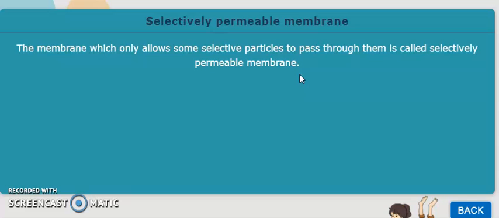ठीक है? Selective. Membranes are very selective. ठीक है कि which molecule enters the cell, which molecule exits the cell. So that is termed as selectivity of the plasma membrane or the cell membrane.